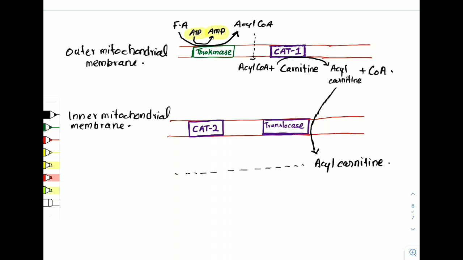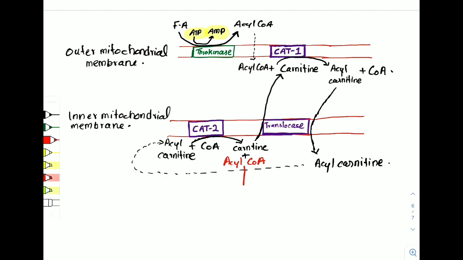Now in the mitochondria, the acyl-carnitine then reacts with coenzyme A in the presence of CAT2 enzyme, where CoA again replaces carnitine to form acyl-CoA, and this carnitine re-enters the intermembranous space to replenish the carnitine residues, whereas the acyl-CoA formed enters beta oxidation proper.